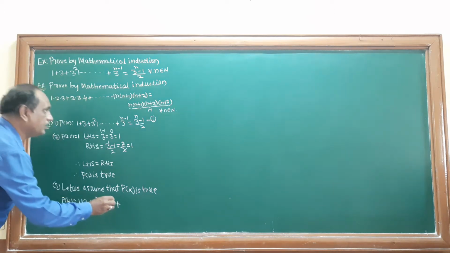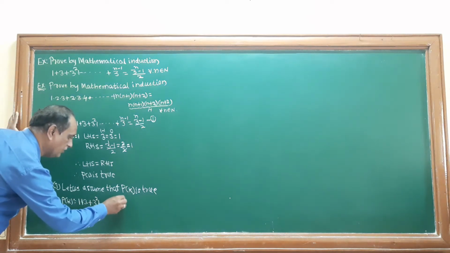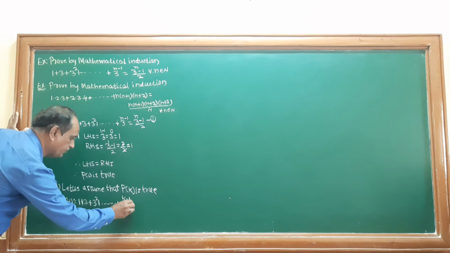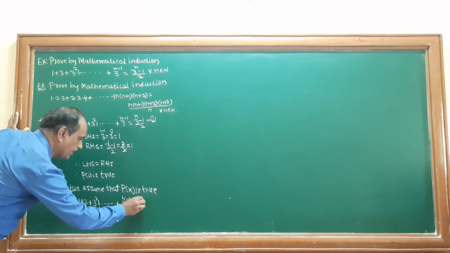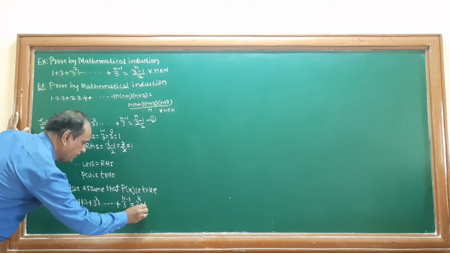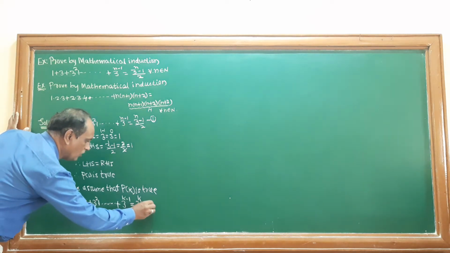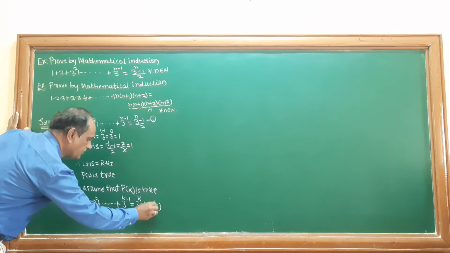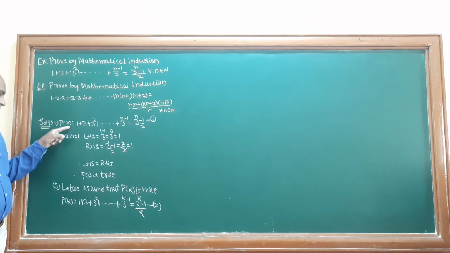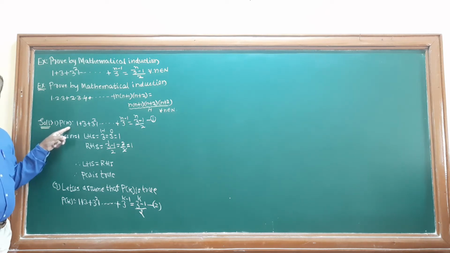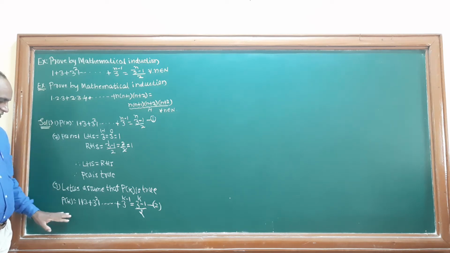The last term is 3 raised to k minus 1, divided by 2. Call this equation number 2. Assume that P(k) is true. That means you have already written equation number 1; in place of n, write k. So we get equation number 2.